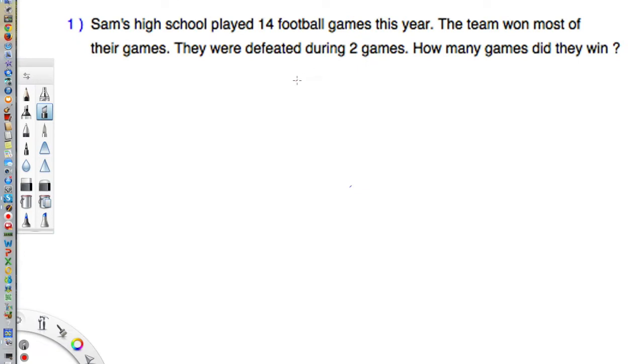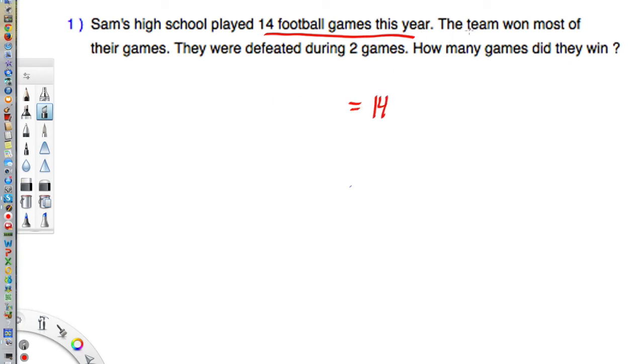Let's take a look at some of the word problems here. The first step we want to do is change it to an equation, and this one's going to be a one-step equation, and then solve for the variable. Okay, so Sam's High School played 14 games this year, so that's the total of how many games they played.